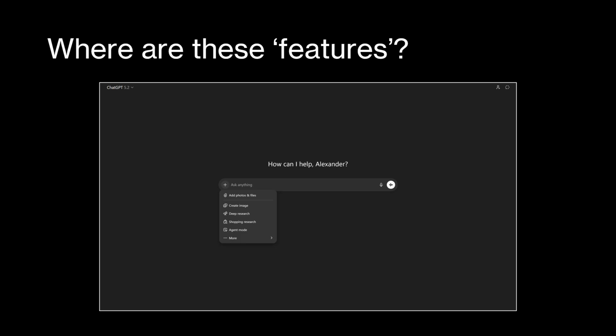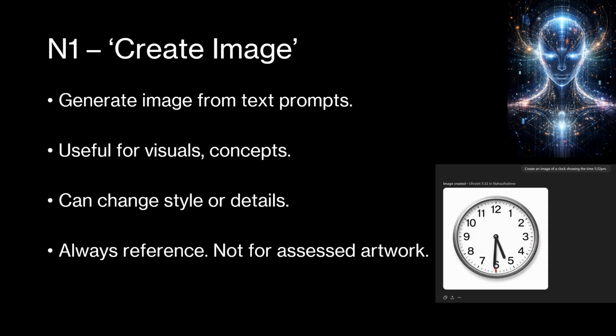So let's start at the start with create image. Well, this image feature allows you to generate photos from text prompts. You ask ChatGPT to create something, and it will, to the best of its ability, try to create that for you.